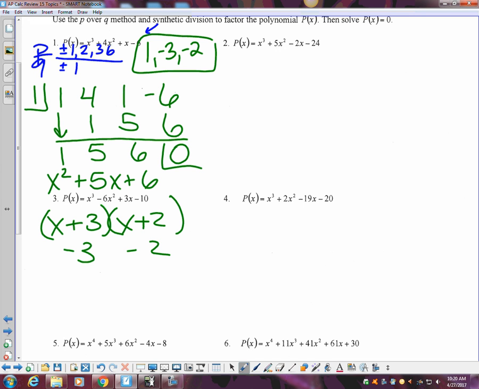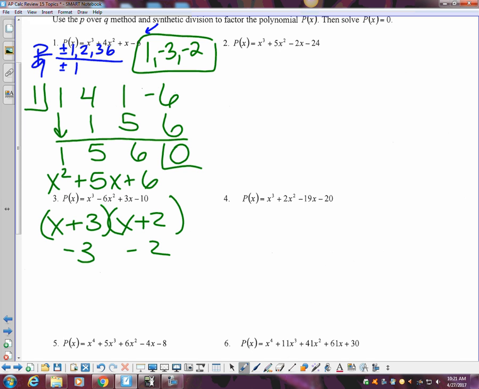Okay, number dos. 4 terms. Can I do grouping? If I can do grouping, I can avoid all of this. Can we do grouping? If we do grouping, do good things happen or bad things happen? Bad. Okay, so where do we start?